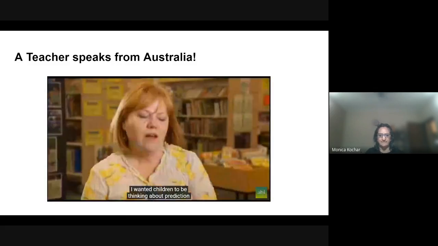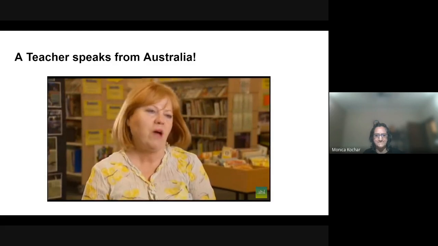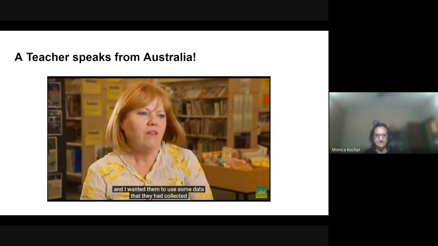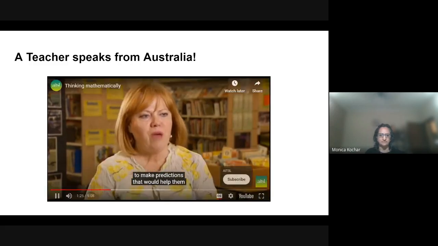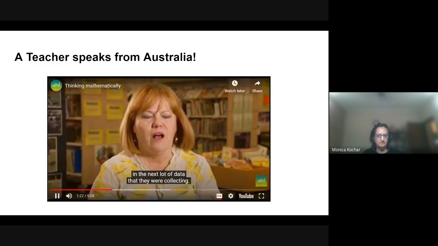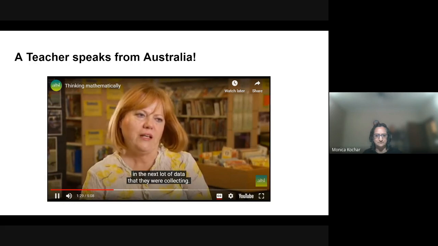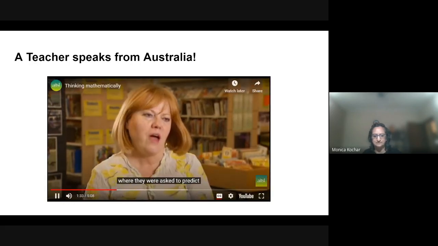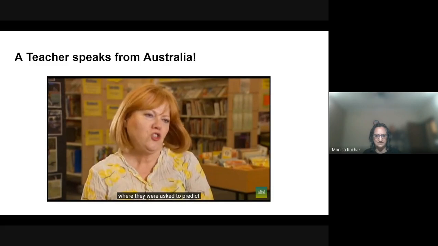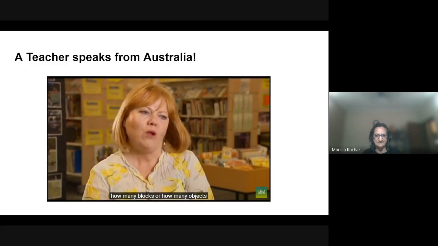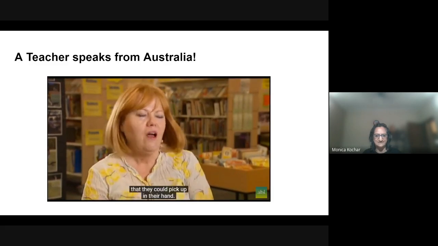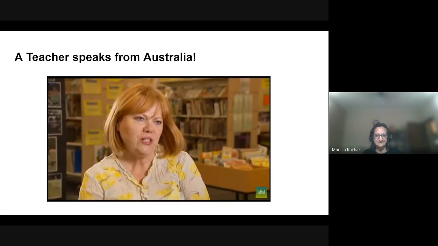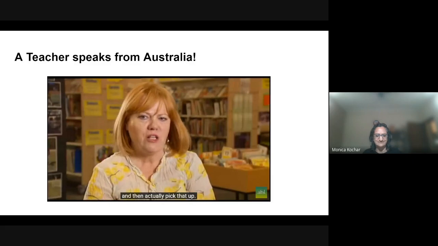I like that answer. I wanted children to be thinking about prediction, and I wanted them to use some data that they had collected to make predictions that would help them in the next lot of data that they were collecting. So it was a very simple kind of collection of data where they were asked to predict how many blocks or how many objects that they could pick up in their hand. So they had to make the prediction first and then actually pick that up.